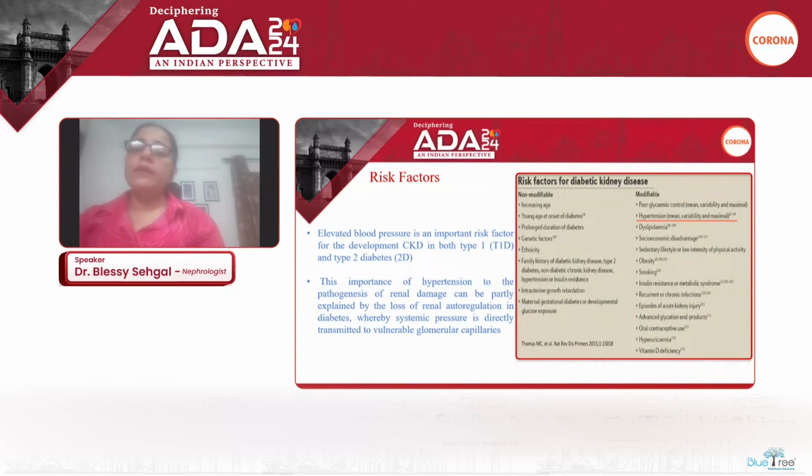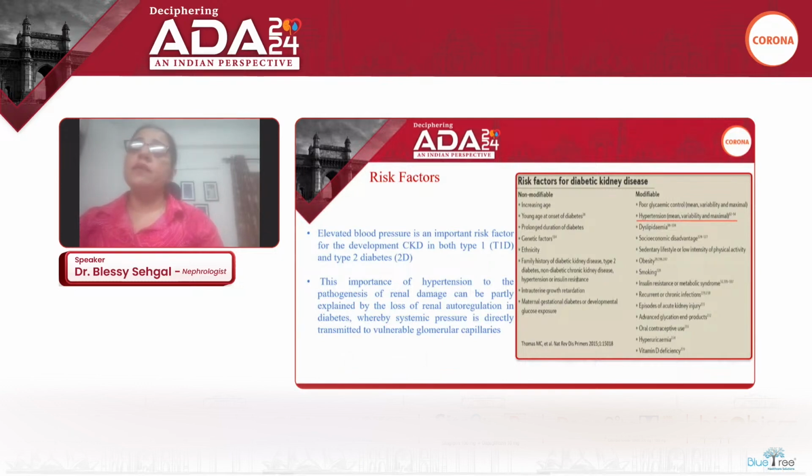The other important factor is maternal gestational diabetes. Children born to mothers who developed gestational diabetes tend to develop renal dysfunction more as compared to people who were born with normal pregnancies. So these were the non-modifiable risk factors. The modifiable risk factors would include, again very important, poor glycemic control and hypertension.